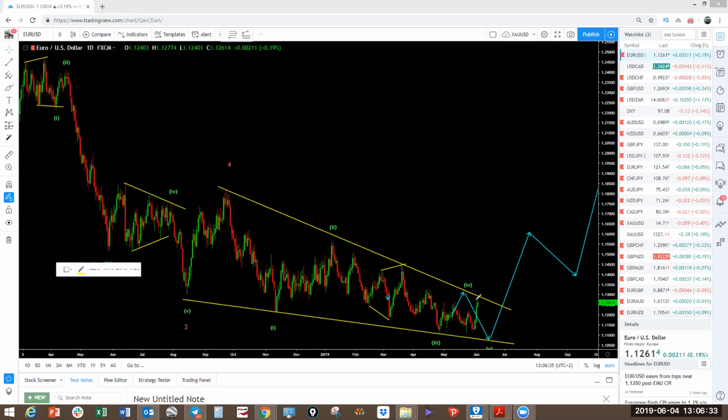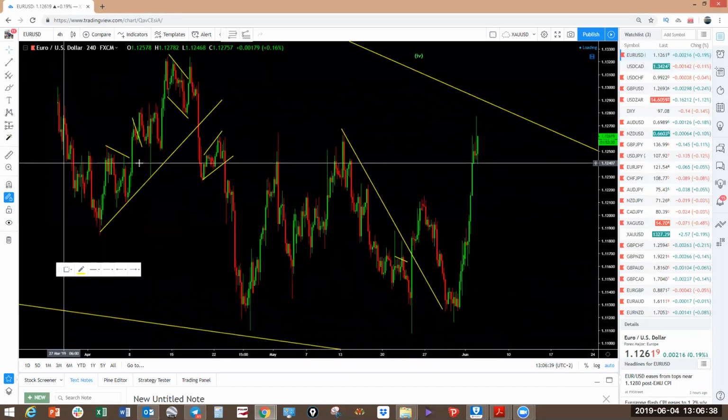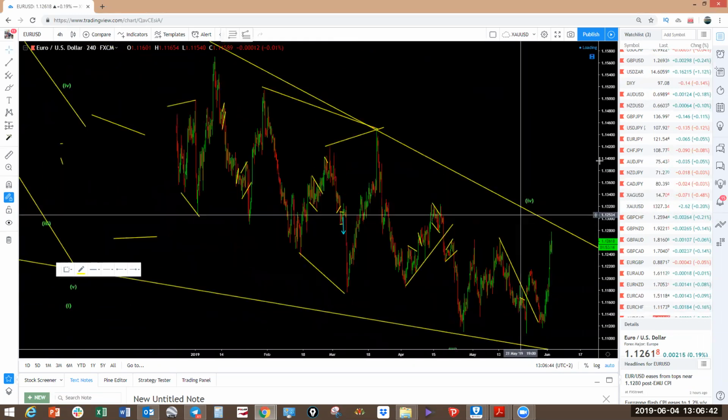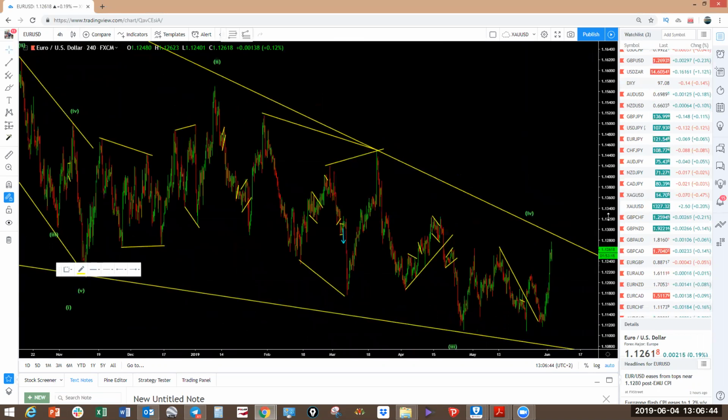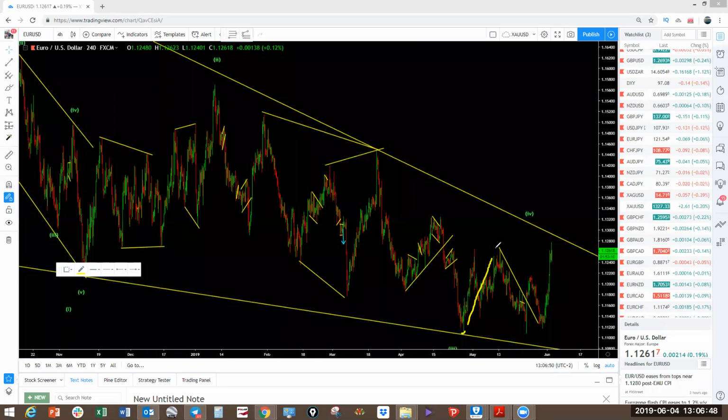So that is euro US dollar. Look out for a corrective structure. Let's look at it again on the 4 hour. As you can see, the 4 hour has already started to move up. So we're looking for this now to give us this structure, like this structure here.